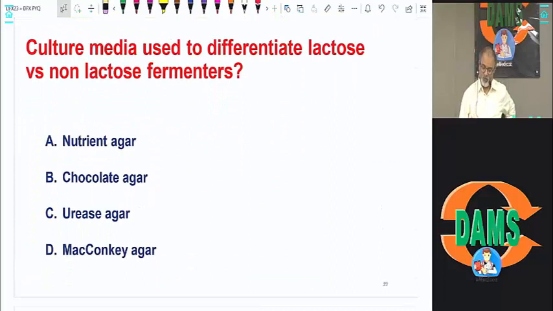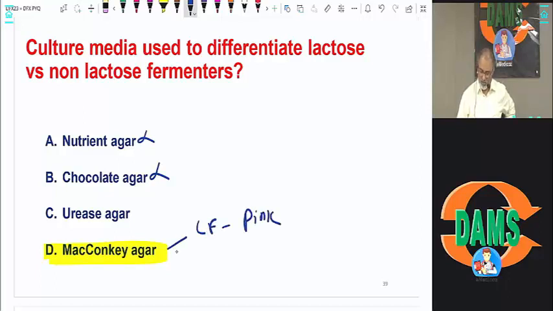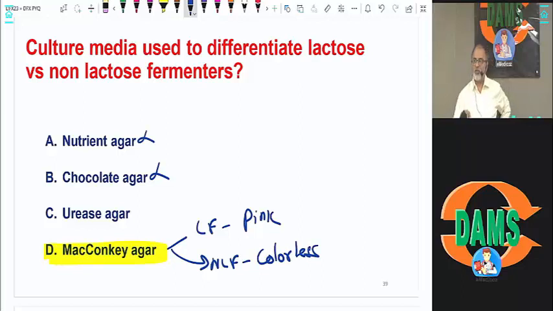Culture media used to differentiate lactose and non-lactose fermenters: MacConkey agar. Chocolate agar is not a differential medium. Nutrient agar will not differentiate. MacConkey agar: lactose fermenters give pink colonies, non-lactose fermenters give colorless colonies. Urease differentiates urease positive and urease negative organisms.